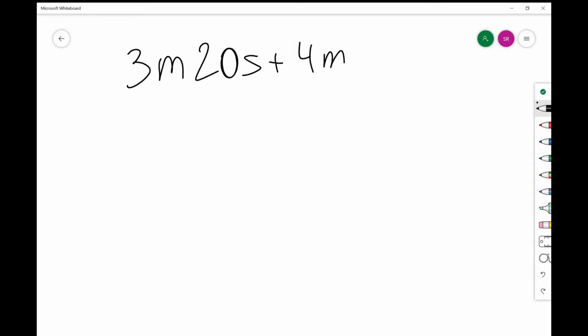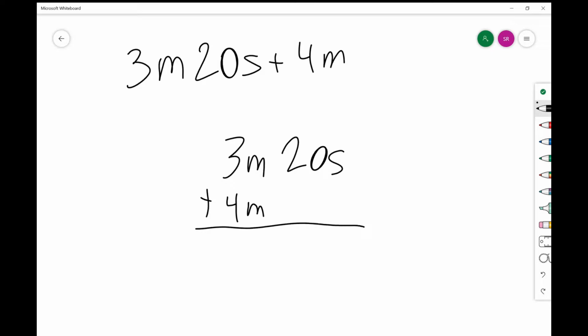So with this one, you want to make sure that you line up all of the like terms, which means that all the things that have the same label. So we have 3 minutes, 20 seconds, and we're going to add it to 4 minutes. So you just want to have all the minutes together. When we do that, that's 20 seconds. 3 plus 4 is 7. So in total, we have 7 minutes and 20 seconds as our answer. So that's an example of adding.